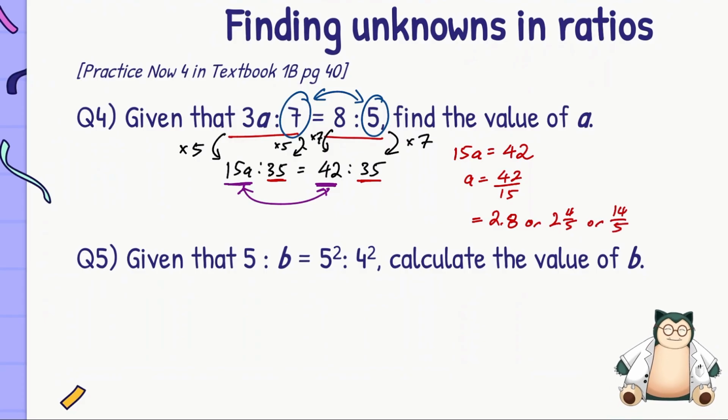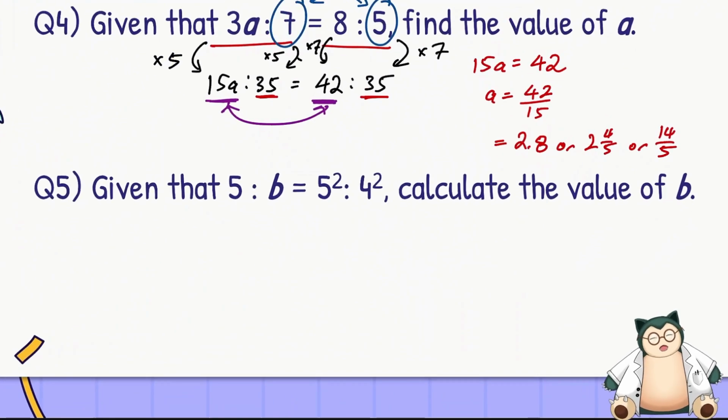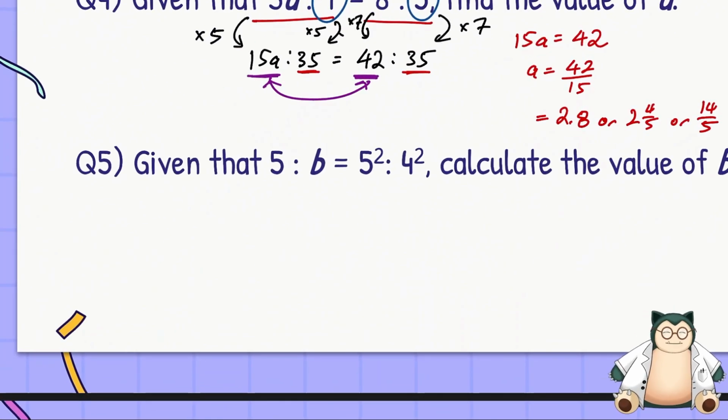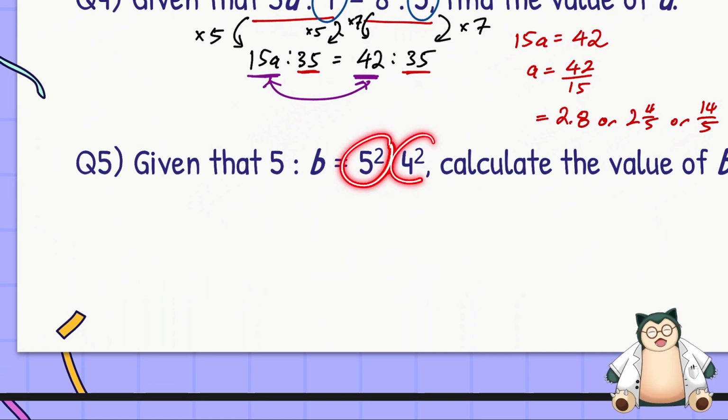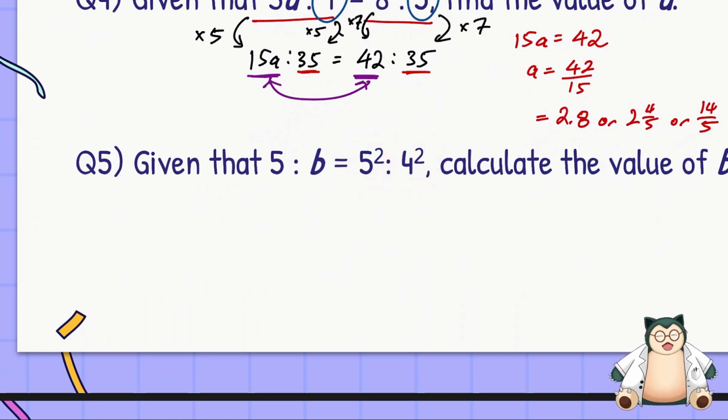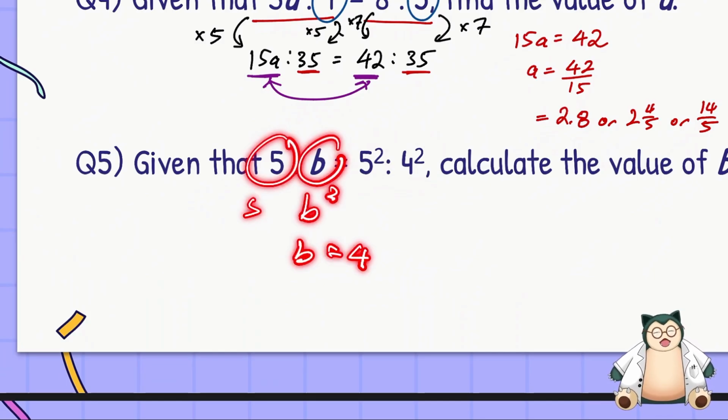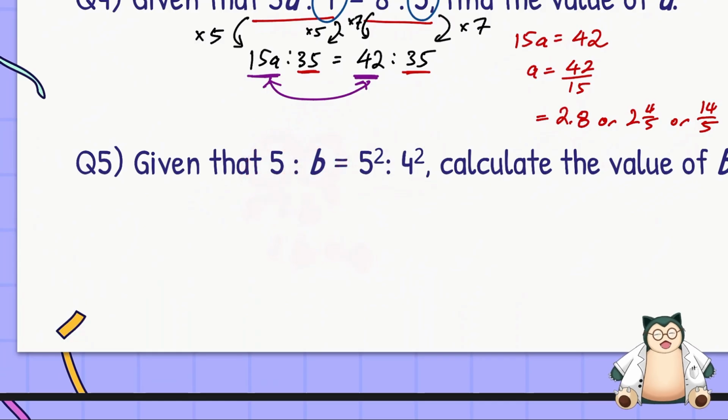Is it okay? Now let's look at the next question. Very simple, same steps as well. So we have 5 is to b, and 5 squared is to 4 squared. Some of you may think, on the right side, I have square and square. Does it mean to make it the same, I simply square both sides, this one becomes b squared, and then b just equals 4? Is this the case?